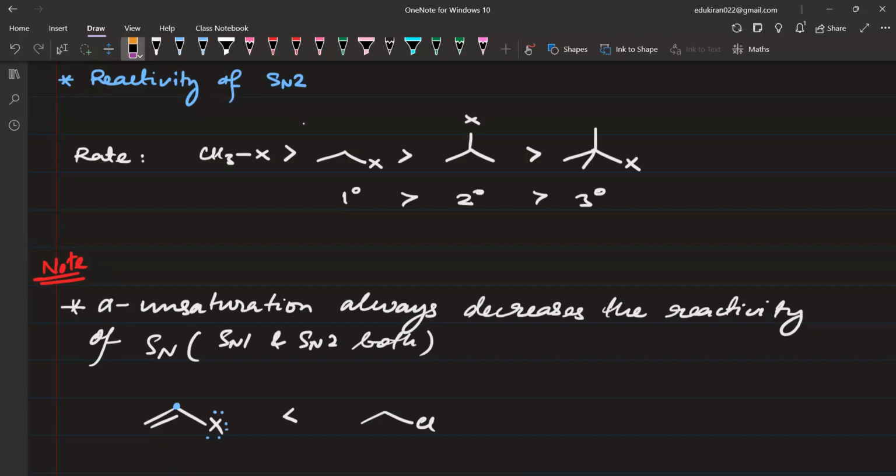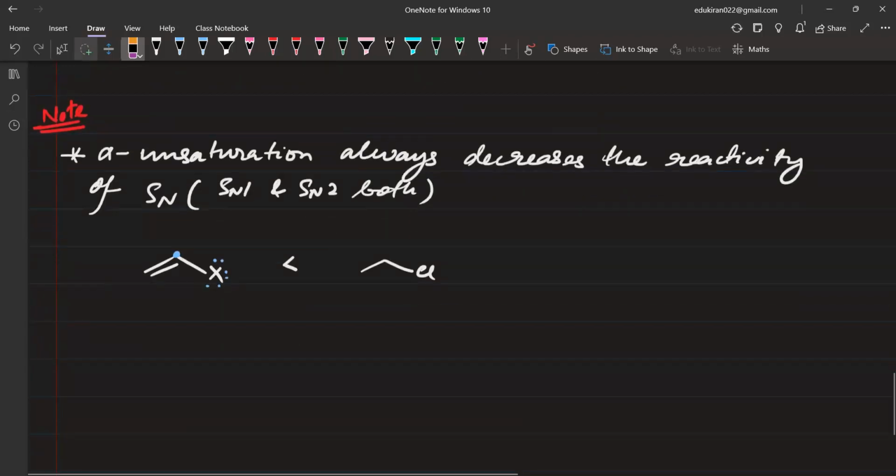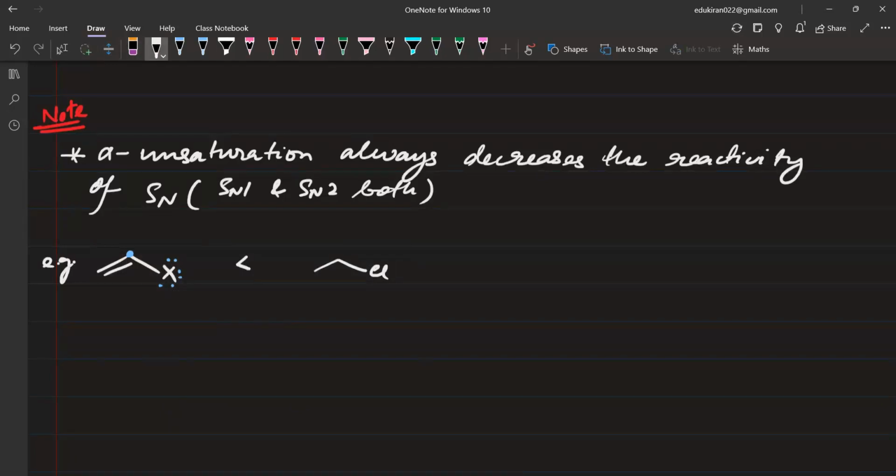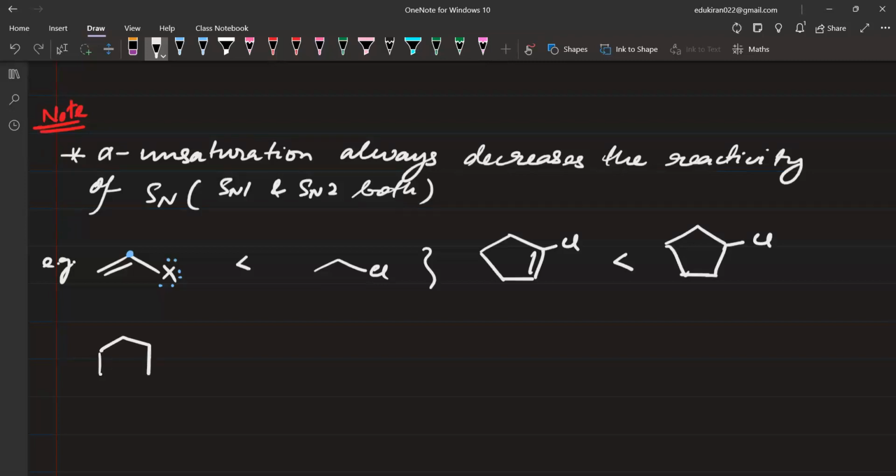Okay, so we will see the reason later on, but I'm showing you a few examples. Okay, so in this case, you can see the alpha unsaturation, and that is the reason why this is less reactive than the normal haloalkane. Then, for example, if you have something like this, and if you have a simple cyclopentane, then the simple cyclopentane will be much faster. Similarly, if you have a benzene ring, in which the chlorine or the halogen is directly attached, then this will be slower than a cyclohexane.